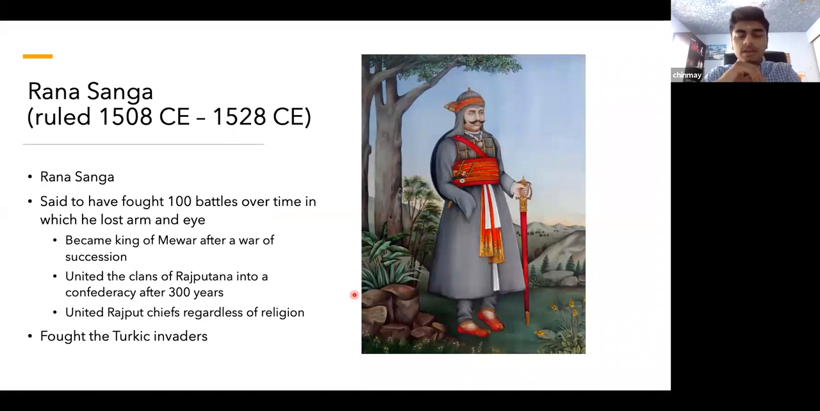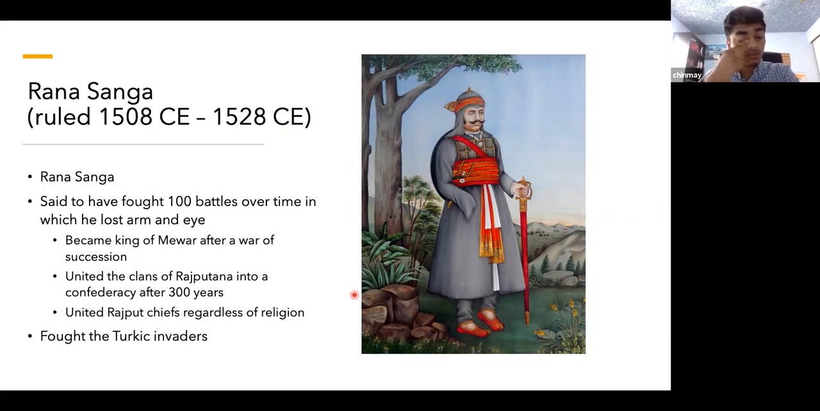So as we mentioned, we had two important powers in the north, the Lodi dynasty and the Rajput Confederacy. Now the Lodi dynasty has been taken out of the picture, but Rana Sanga of Mewar, an important Rajput kingdom that will come up a lot as we talk further, was the king of Mewar. He ruled for 20 years, from 1508 to 1528.